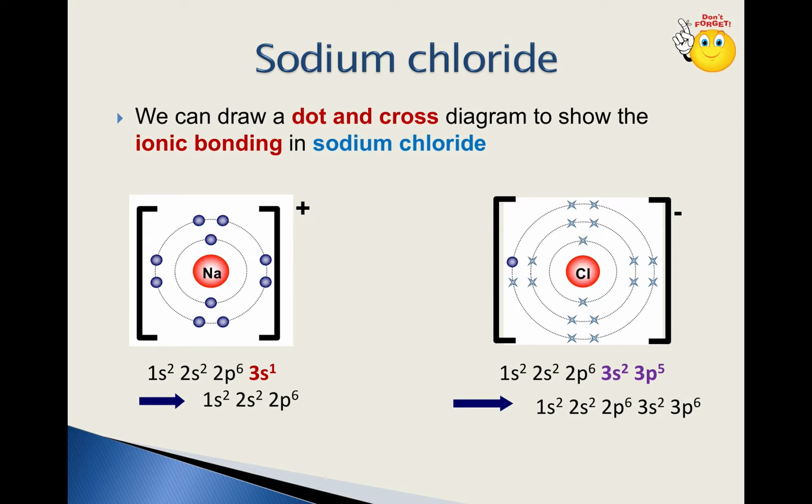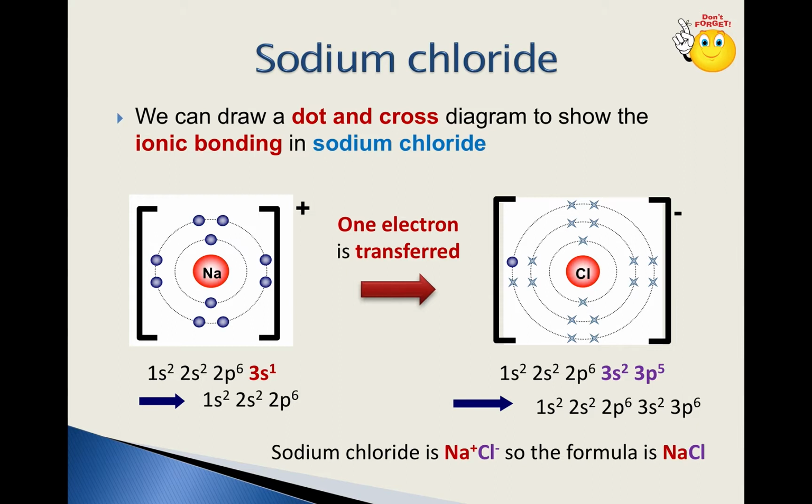And in the exam, they will always ask you to draw the final structure, which is what you've got on this slide here. And again, you don't need to draw all the inner shell electrons, just the outermost shell will do. So 1 electron is transferred in this process. The metal will always lose the electrons or the electron, and the non-metal will gain the electrons or the electron. So sodium chloride is Na+ and Cl−, and therefore the formula, since the plus and the minus cancel out, is NaCl for sodium chloride.